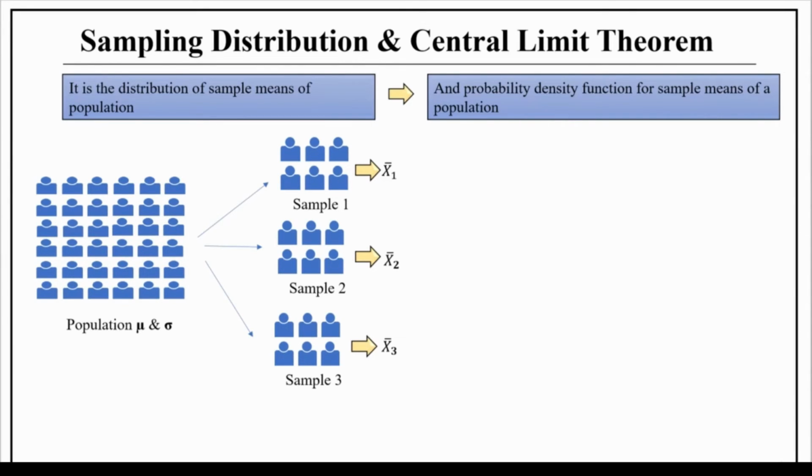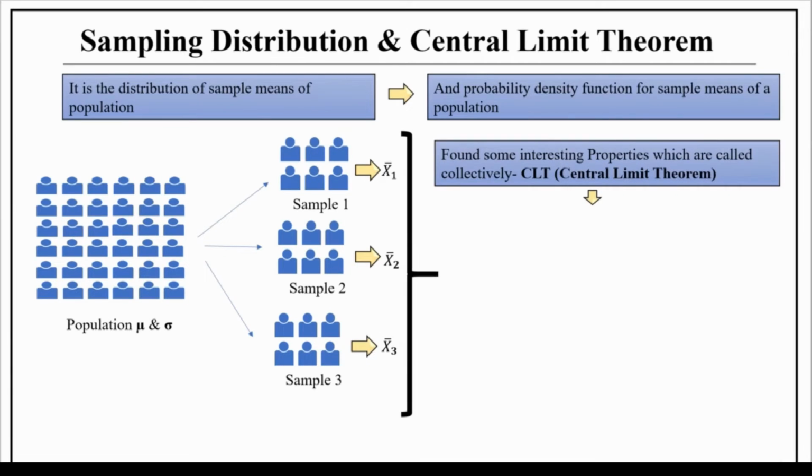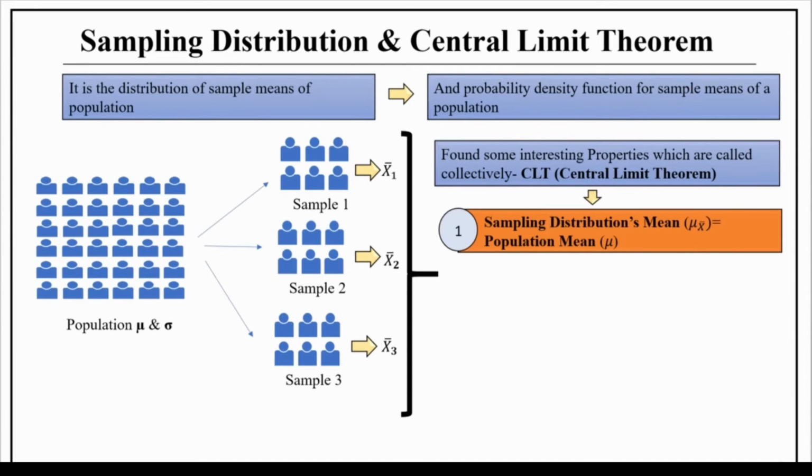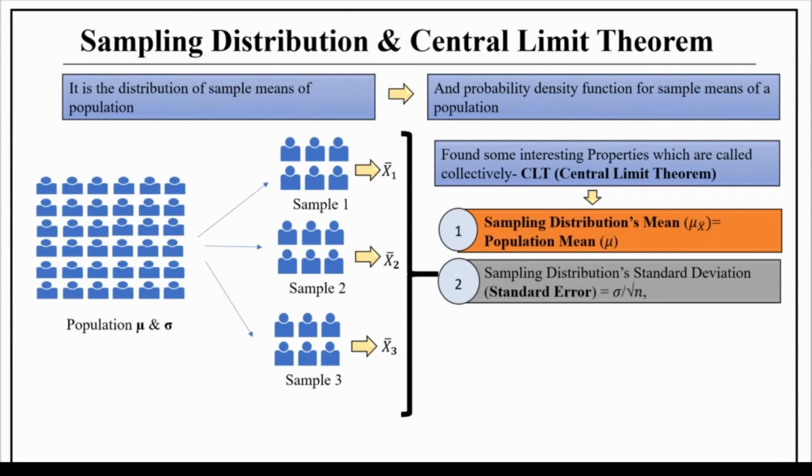Then we did our analysis of the sample distribution and found some interesting properties of the sample mean distribution. When these interesting properties are combined, it is called CLT, the central limit theorem. Let's discuss these properties. The first property is that the sampling distribution mean is equal to the population mean. The second property is that the sampling distribution standard deviation, or standard error, is equal to the population standard deviation or sample standard deviation divided by the square root of n, where n is the sample size.